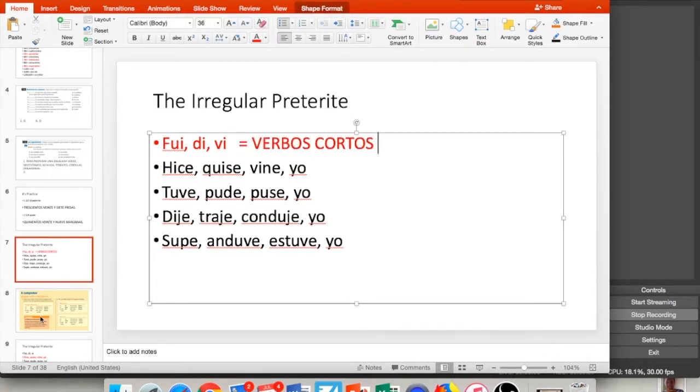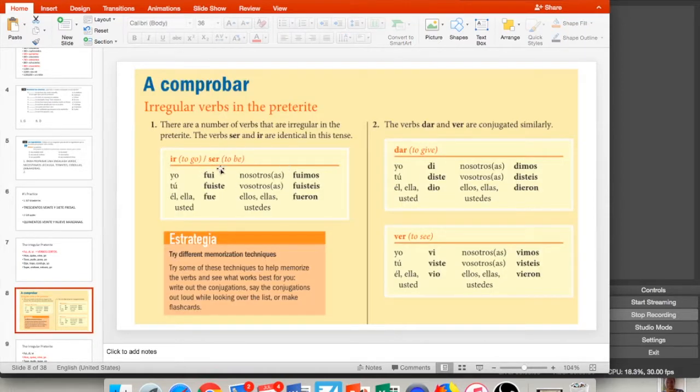These are my short verbs. They're obviously called short verbs because they're really short. And you see the yo form of ir and ser being fui, the yo form of dar being di, and the yo form of ver being vi. With the understanding that if you can get to this yo form, you can kind of get to all the others. So if you want to say that I went somewhere, yo fui a la playa, I went to the beach. Or tú fuiste a Walmart. You went to Walmart. Or ella fue a Dollywood. She went to Dollywood. Nosotros fuimos a Florida. We went to Florida. So on and so forth.